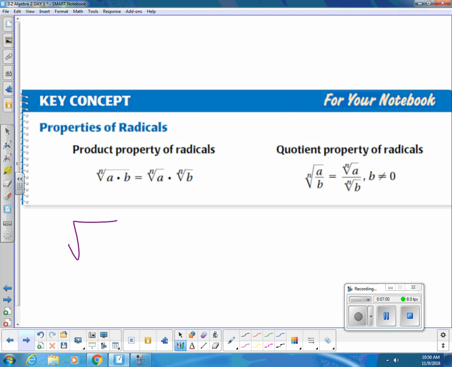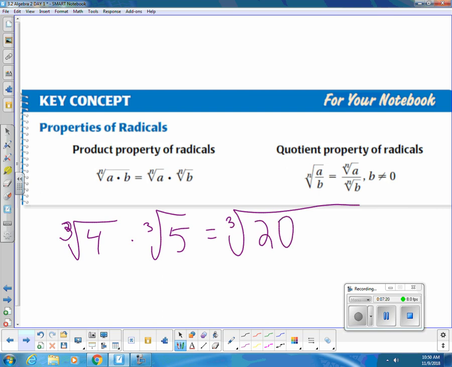So you can't take something that's a square root and multiply it by something that's a cube root and try to put them underneath one big radical together. You just can't do that. These 2 have to match. They either both need to be cube roots or they both have to be square roots. So if it was the cube root of 4 times the cube root of 5, I could make it the cube root of 20. Does that make sense? But the type of radical has to match.